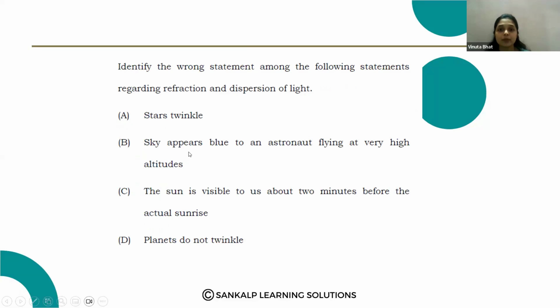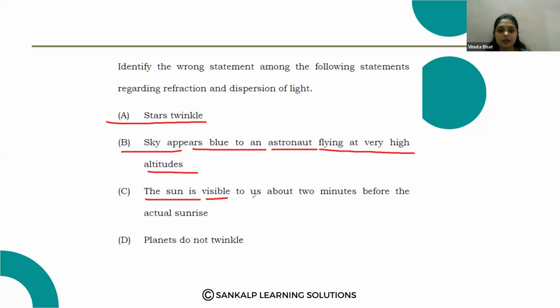Identify the wrong statements among the following statements regarding the refraction and dispersion of light. Option A, stars twinkle. Option B, sky appears blue to an astronaut flying at very high altitudes. Option C, the sun is visible to us about 2 minutes before the actual sunrise. D, planets do not twinkle.